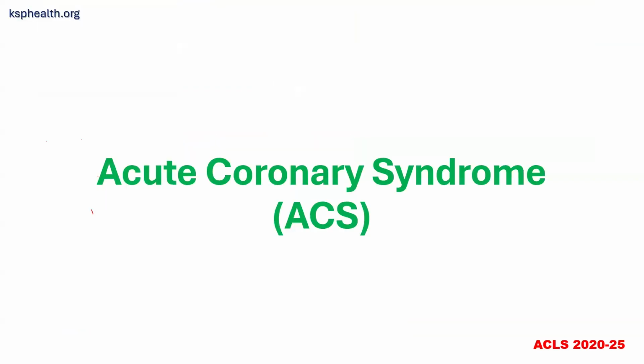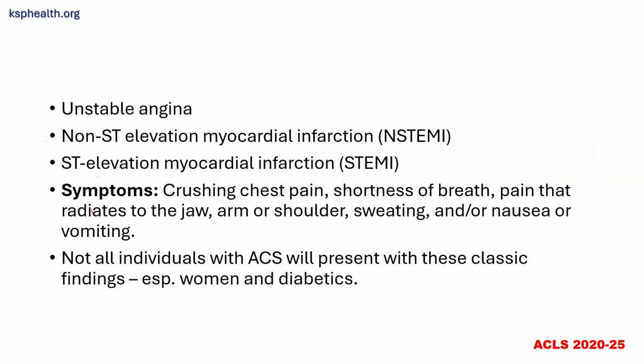The other important clinical symptom complex we often encounter is acute coronary syndrome. There are three kinds: unstable angina, non-STEMI, and STEMI. The symptoms could be crushing chest pain, shortness of breath, pain that radiates to the jaw, arm, or shoulder, sweating, and or nausea or vomiting. Not all individuals with ACS will present with the classic symptoms, especially women and diabetics. Sometimes symptoms may be very subtle.